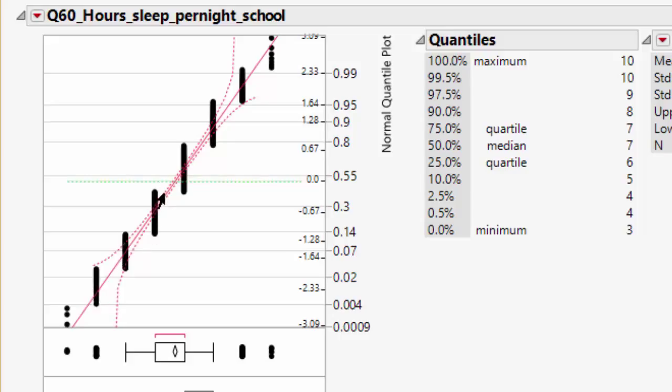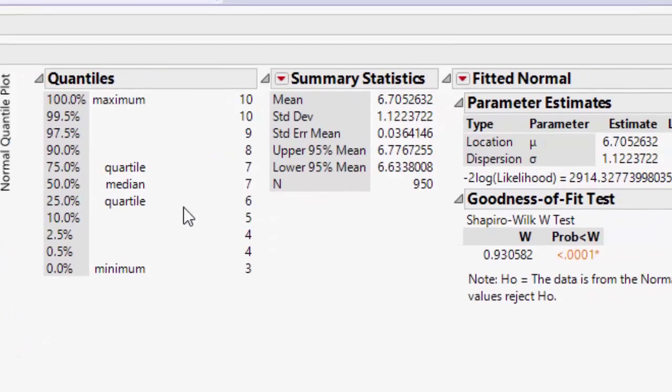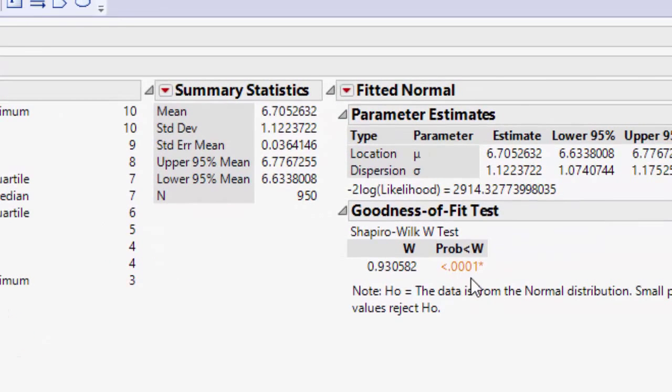We often associate this test with seeing if there's a bend. In mine, there does not appear to be much of a bend, so I might not know for certain with this if the distribution is normal or not, just from the normal quantile plot. What I can do to finalize my decision is look at the goodness of fit test, which tells me, reject the null that the data is normal. I have evidence it is not normal.